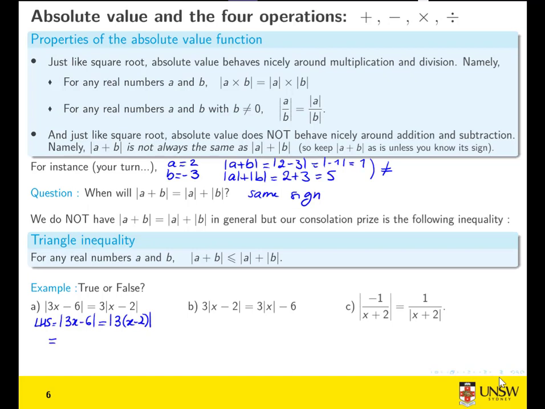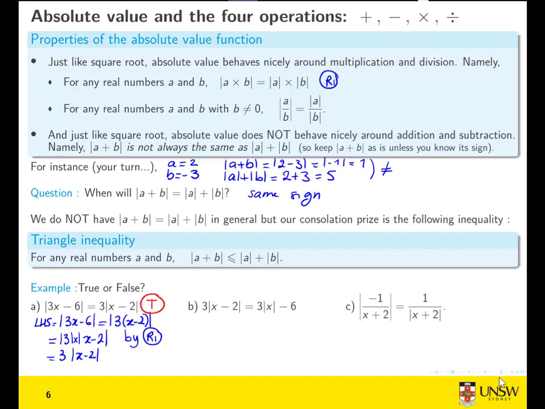We haven't done anything. The next thing we want to do is break this absolute value into the product of two absolute values. And we recognize our rule number 1 up there. So yes, this is allowed. And this is 3 times the absolute value of x minus 2. So that means that this is true.